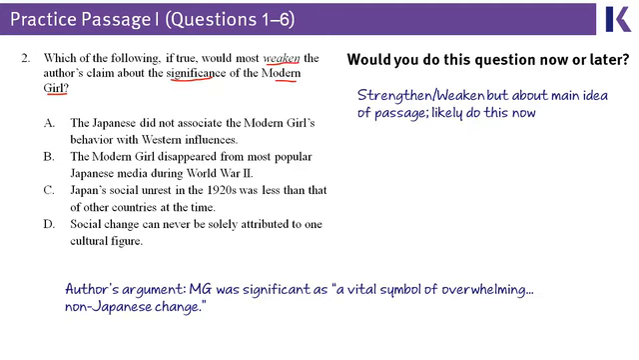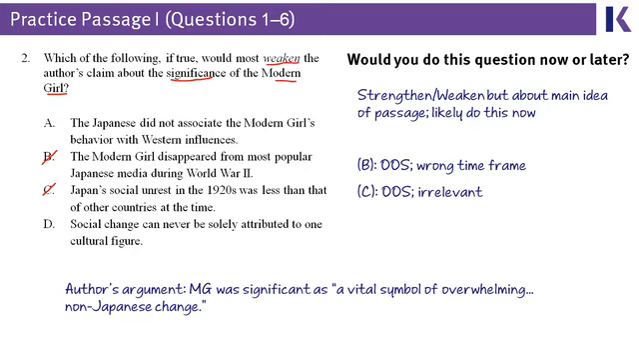B, if the modern girl disappeared from Japanese media in World War II, that's a bit of an out-of-scope answer. We were talking about the 20s. We weren't talking about any world wars, so that's not going to work for us. Answer choice C, if the social unrest in the 1920s was less than other countries at the time, that still doesn't mean the modern girl couldn't have stood for whatever social unrest did happen in Japan in the 1920s. So C, again, is not going to work for us and is basically another irrelevant, out-of-scope detail.